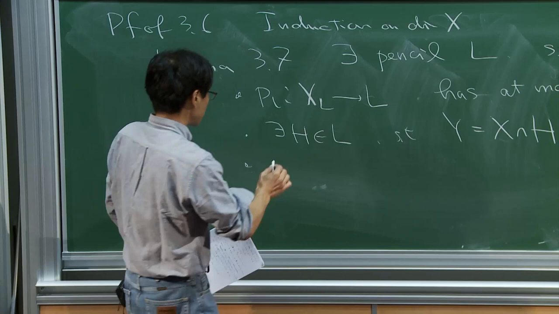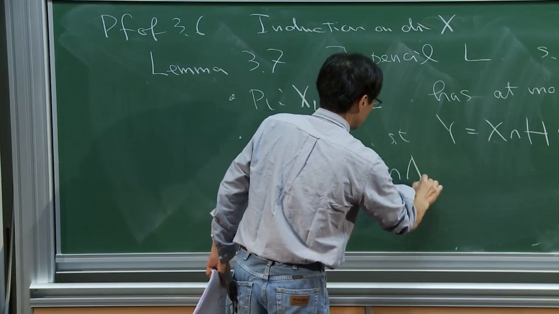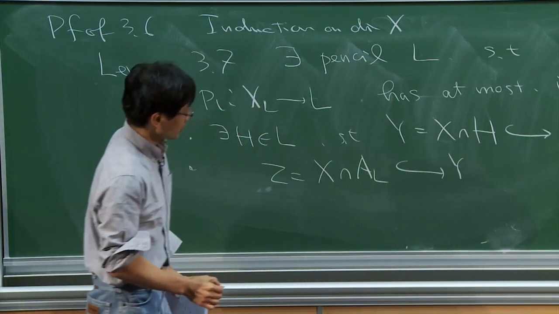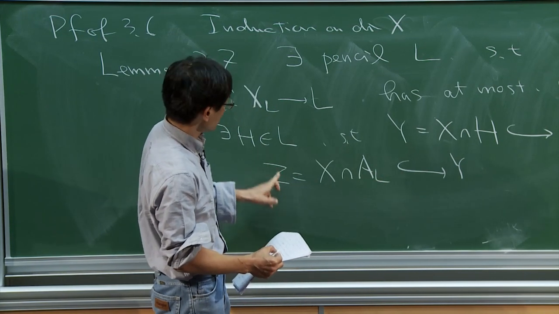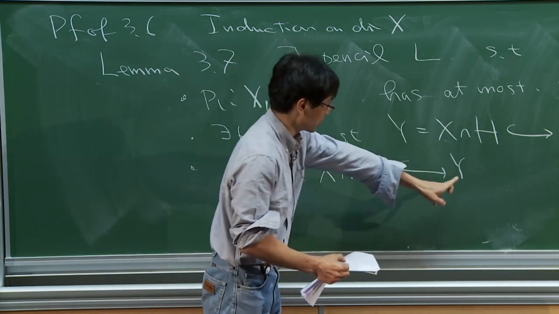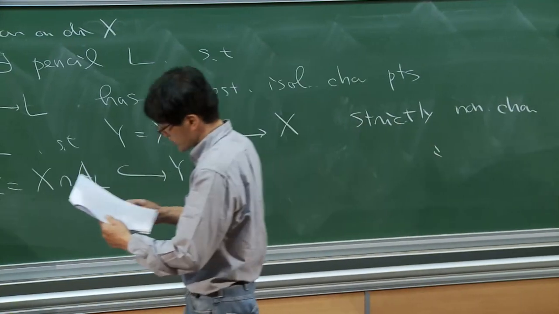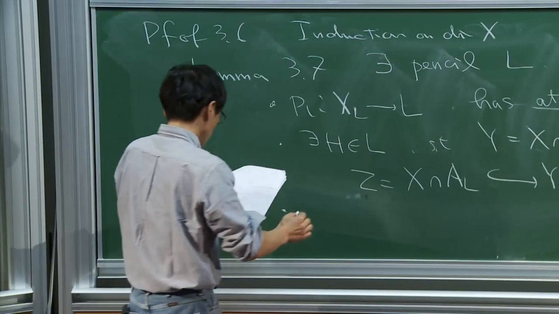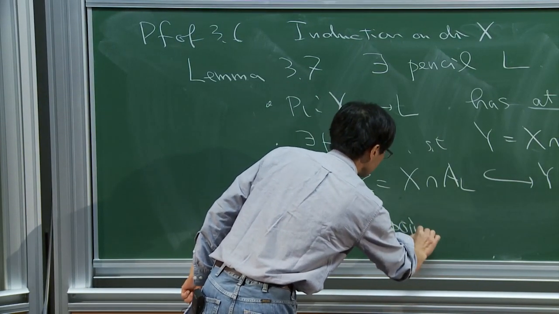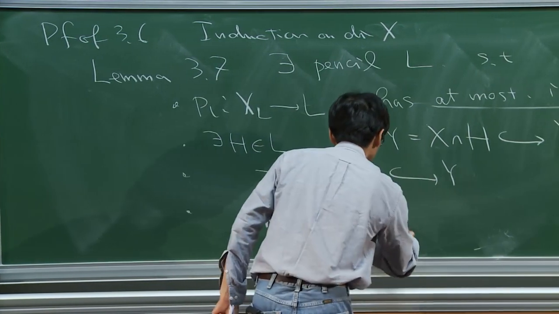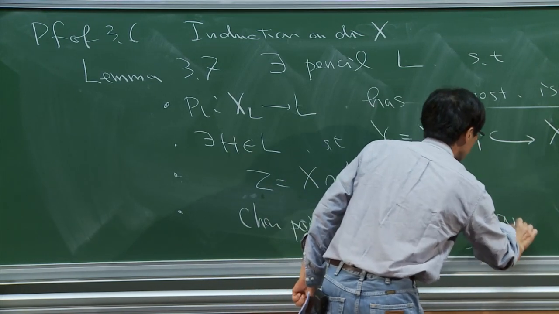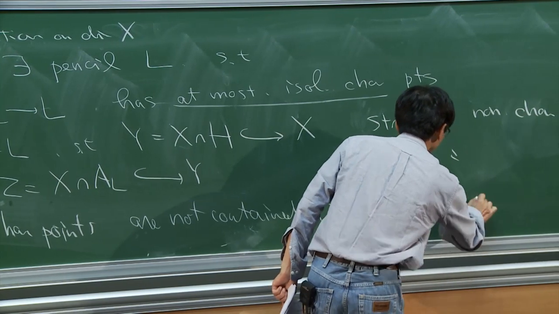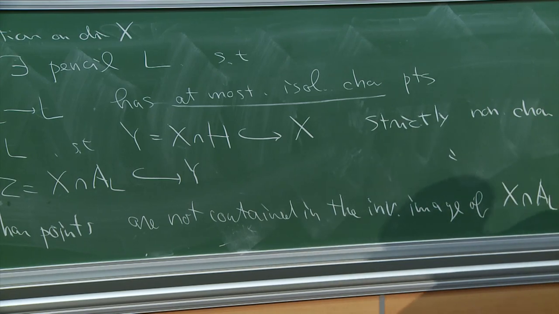And I also need one more intersection, so Z. So this is the intersection with the axis of the pencil. So this is smooth. I'm taking a general member, so this is a smooth divisor of this Y. And this is also strictly non-characteristic. And I need one more condition. So we may have finitely many characteristic points. So these characteristic points are not contained in the inverse image of this intersection with the axis.